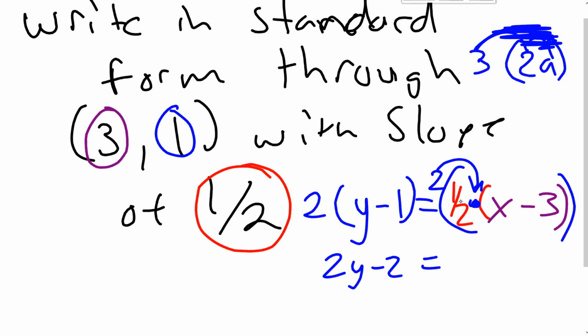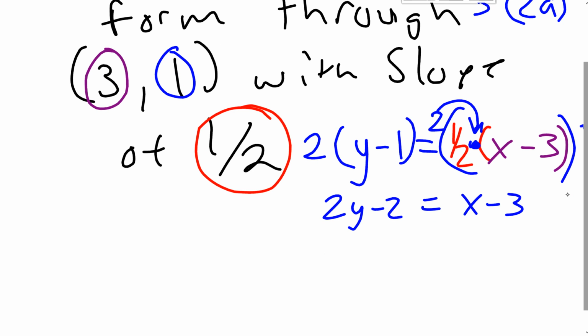Same thing here. I only have to take that 2 and multiply by the half. And so those are going to cancel. So I just get x minus 3. Or you could just distribute half to both of those, and then later on, you can take care of the fraction.